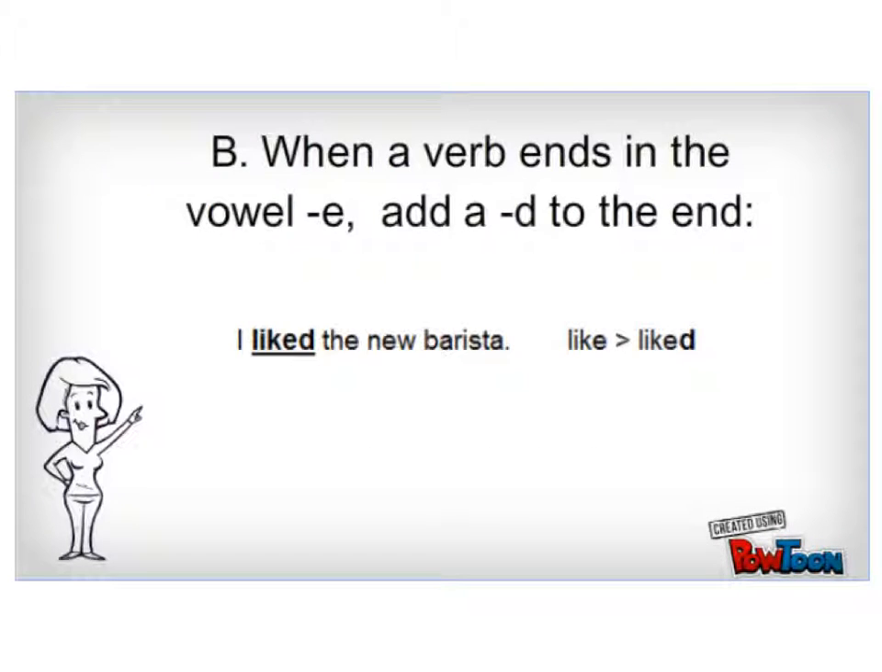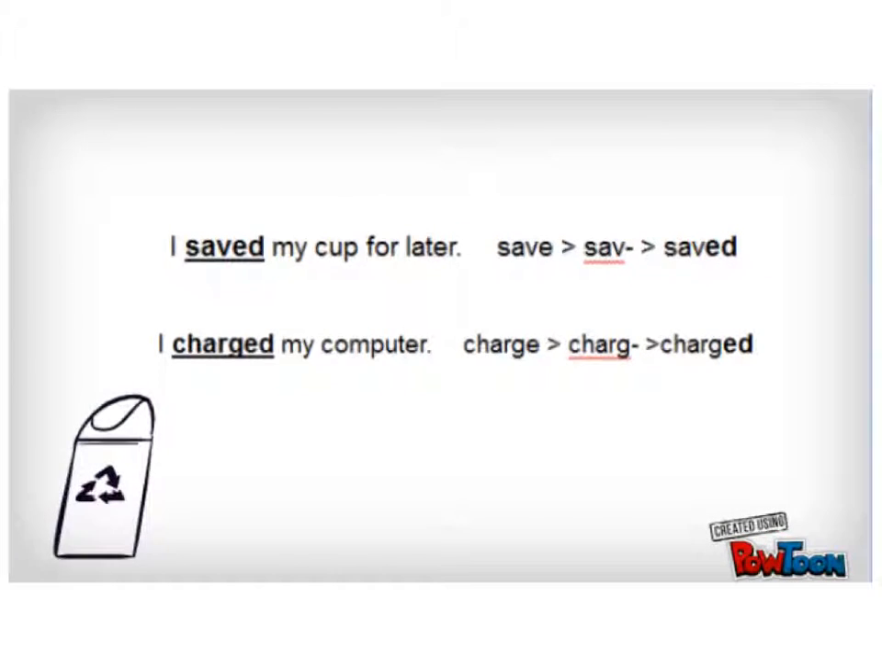When a verb ends in the vowel e, add a d to the end. I liked the new barista. As you can see, like ends in an e, so only a d is added. I saved my cup for later. I charged my computer.